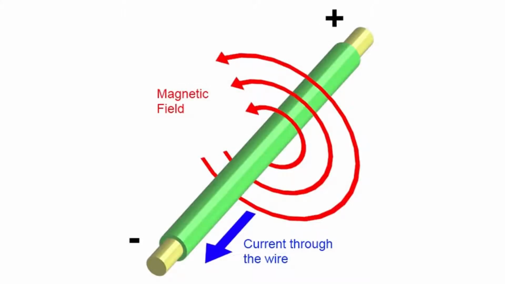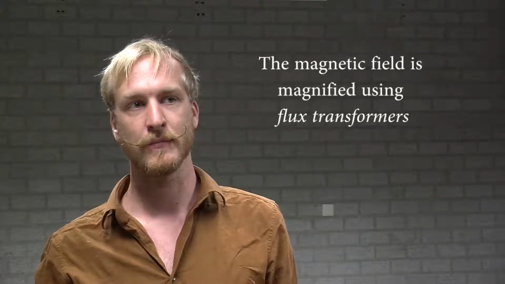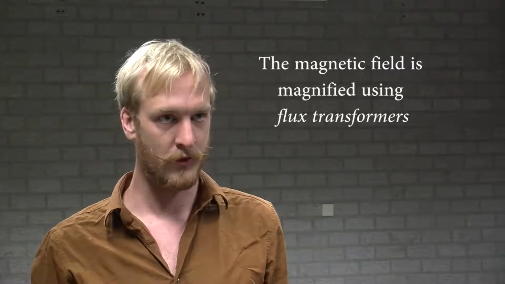Specifically, we know from Maxwell's right-hand rule that a magnetic field curves around the axis of the electrical current, like this. However, the magnetic fields that are generated by the brain are extremely small. We therefore first need to amplify them, and we do that using flux transformers. Let me explain to you how that works.